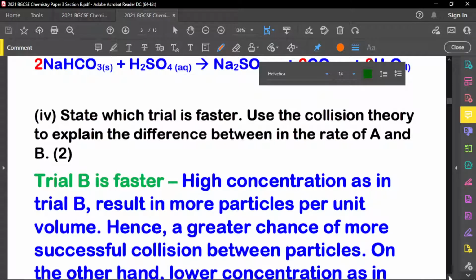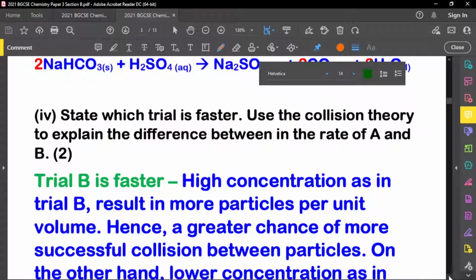Now, part 4 of this question says: state which trial is faster, and use the collision theory to explain the difference between the rate of A and B. Based on the graph that we had, trial B is the fastest, and even the table shows that as well, because they produce more gas in a shorter time.